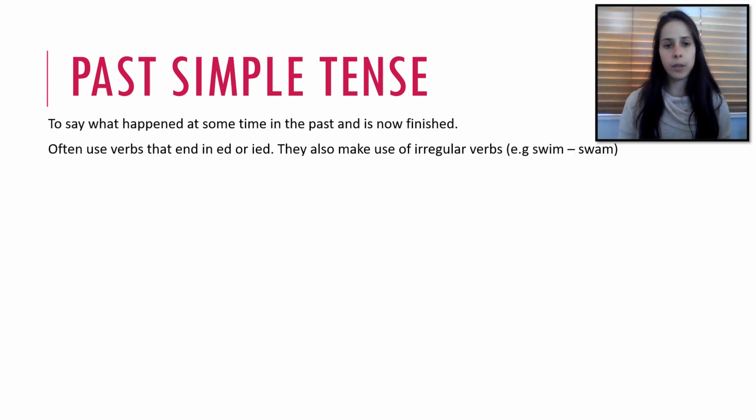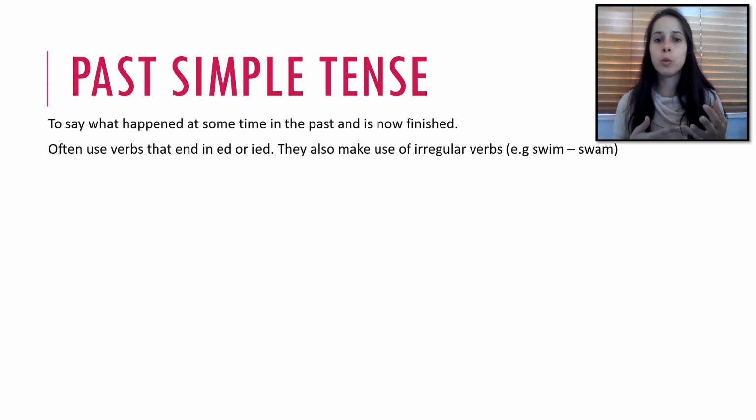Past simple tense, here's your definition: to say what happened at some time in the past and is now finished. We often use verbs that end in ed or ied, and they also make use of irregular verbs. Remember, I told you in class, an irregular verb is a verb where a middle letter changes, or it doesn't change the same all the time. So it's not as simple as adding an ed or an ing. Those would be our irregular verbs, and I've given you an example there. For example, swim and swam. So those are irregular verbs because it's not as simple as just adding an ed or an ing.